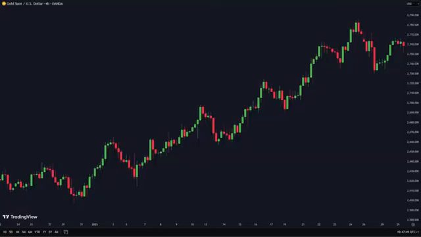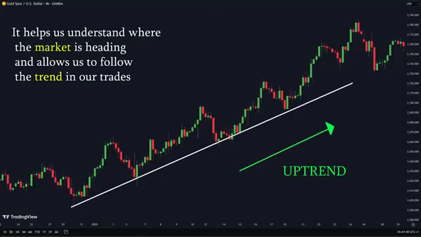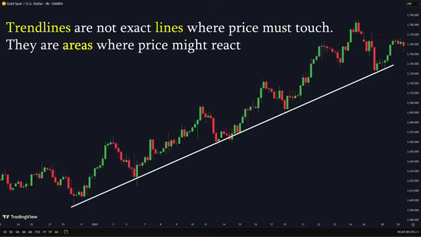The third thing is that they help us follow the trend, making it easier to avoid emotional trades and focus on high-probability setups. One important thing to remember is that trend lines are not exact lines where price must touch. They are areas where price might react or reject. So don't expect price to respect them perfectly. Always give some room around the trend line because price can get close, bounce off slightly before or after it, or even fake out before moving in the expected direction.